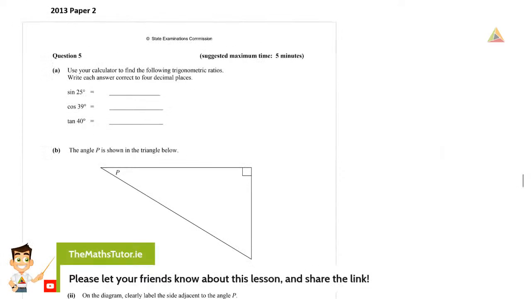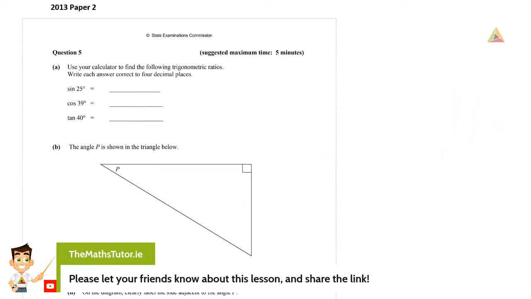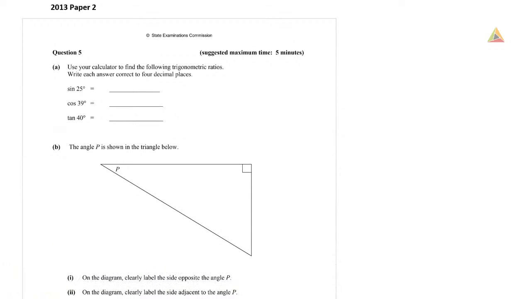Okay, so we're on to 2013 paper 2, question 5. Okay, so use your calculator to find the following trigonometric ratios. Write each answer correct to 4 decimal places. Now, you are literally typing into the calculator sine of 25. If you type that into the calculator, you'll get 0.4226, and that's correct to 4 decimal places.